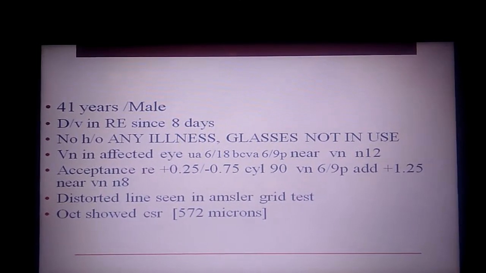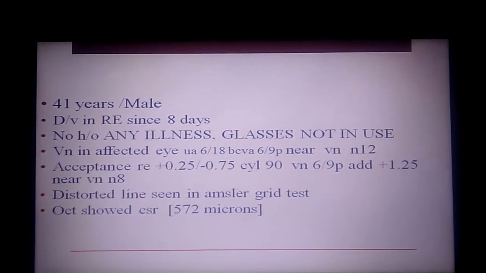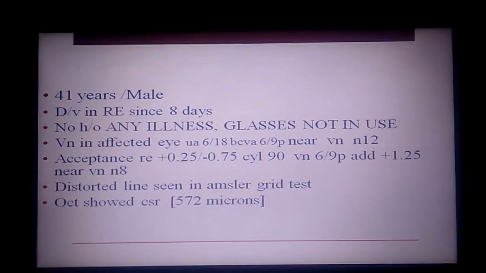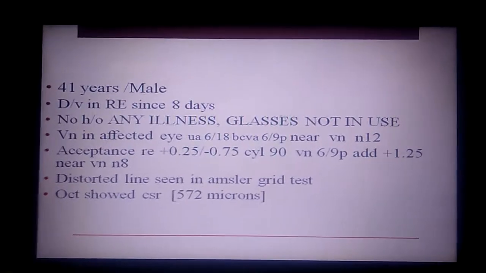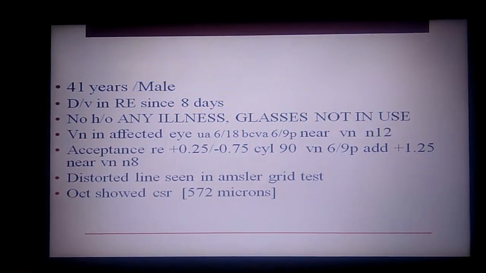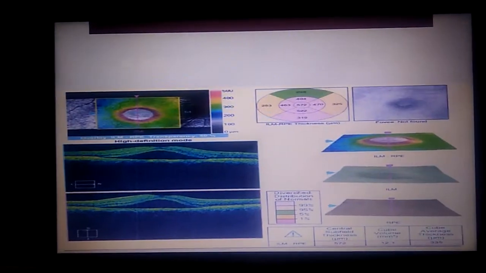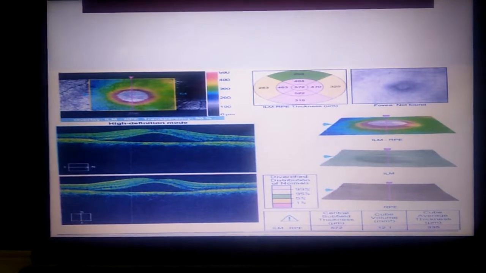The near vision is N12. After the refraction, the vision does not reach 6/6. The best corrected vision is 6/9 partial and near vision is N8. Distorted lines are seen in the Amsler grid test, and OCT shows CSR of 572 microns. See, this is the OCT image of the same patient.